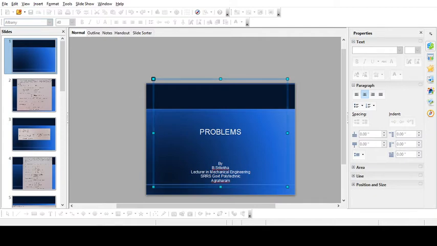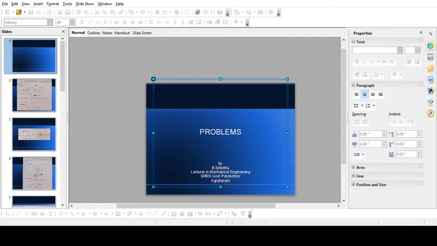In today's class, we are going to discuss a few problems related to the change of the dimensions and the elastic constants, and also when the body is subjected to stresses in both x and y directions. So let us do the problems.